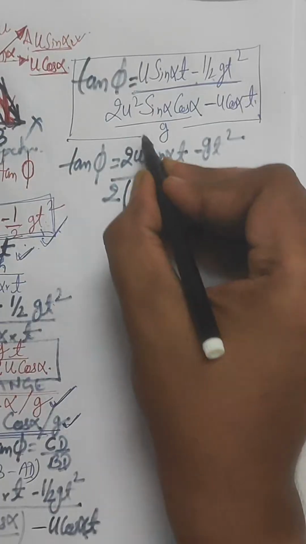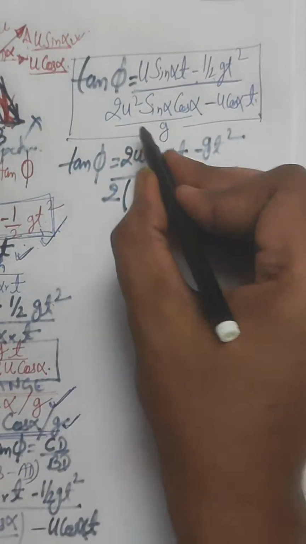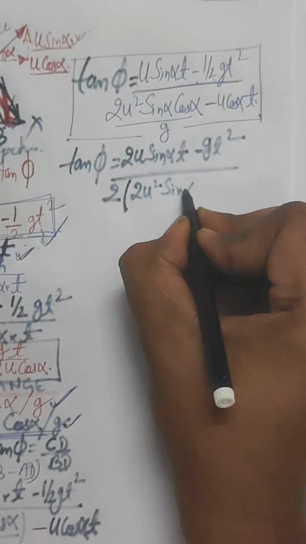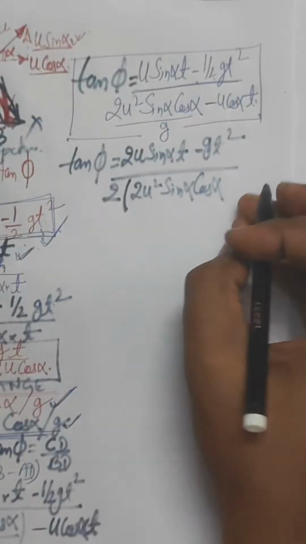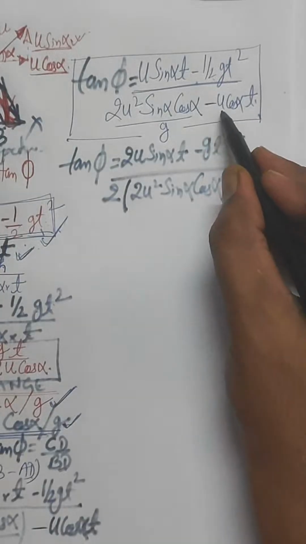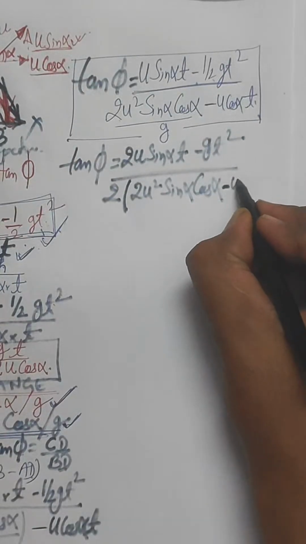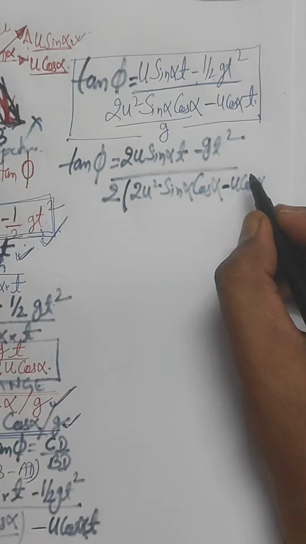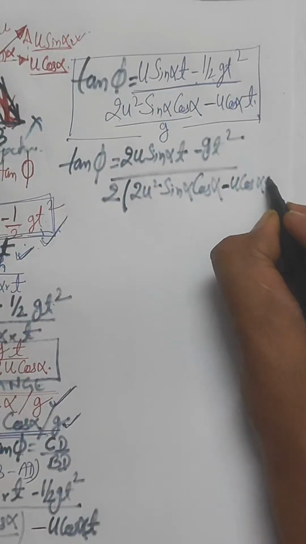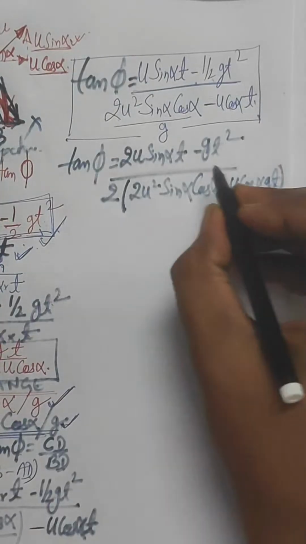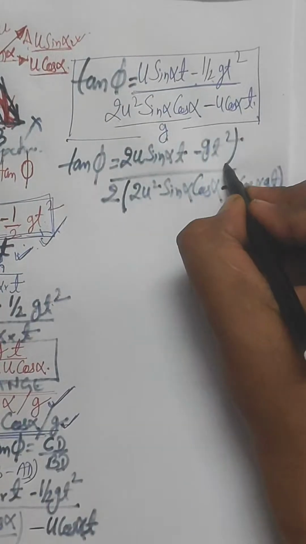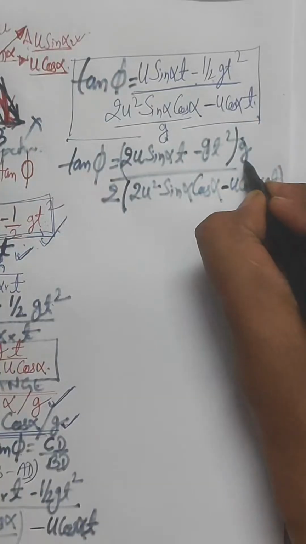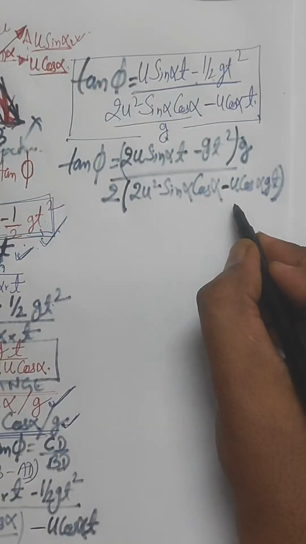Then we have here 2u square sin alpha cos alpha minus u cos alpha into g, u cos alpha into g into t, right, and this g will be going to the numerator now, because this is denominator's denominator, right. So that's why we have not written here into the denominator.